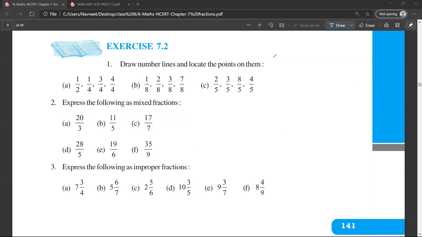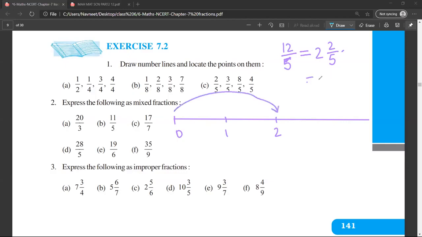How should I plot 12 by 5? What do you suggest? First, write 12 by 5 as 2 and 2 by 5. Correct? Absolutely correct. So I am at 0, this is 1, this is 2. I have reached 2, and now I have to go 2 by 5. Is there any confusion? No, sir.